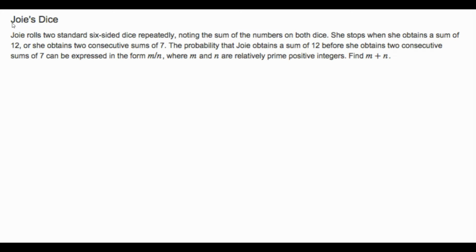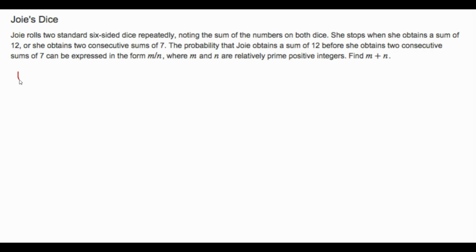This is combo 150 from last week. It's called Joey's Dice. So let's start by reading the problem. Joey rolls two standard six-sided dice repeatedly, noting the sum of the numbers on both dice. She stops when she obtains a sum of 12 or two consecutive sums of 7. And we want to find the probability that Joey obtains a sum of 12 before two consecutive sums of 7.